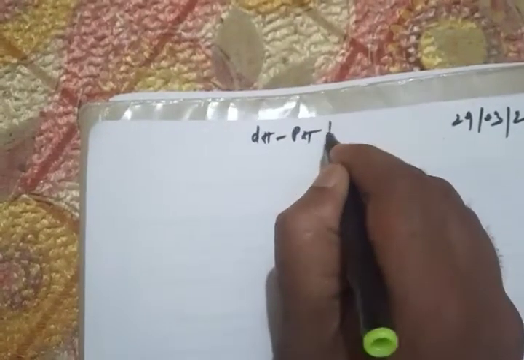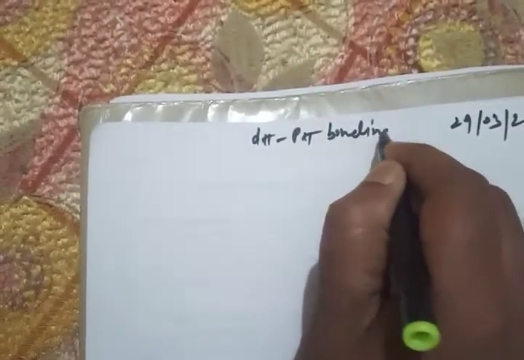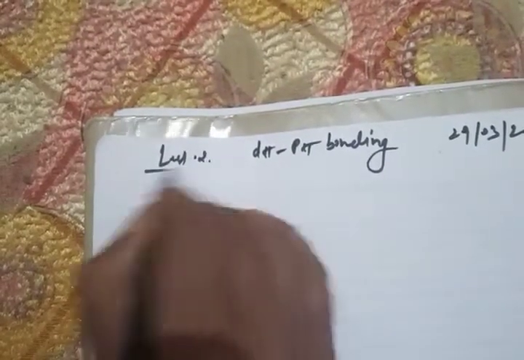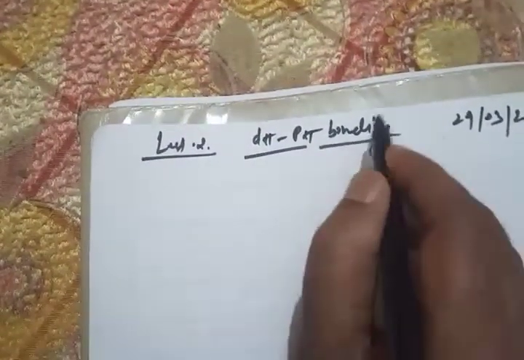Today we will discuss about the dπ-pπ bonding. This is lecture number 2 of carbon family.